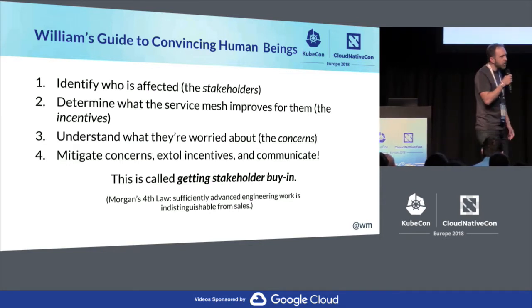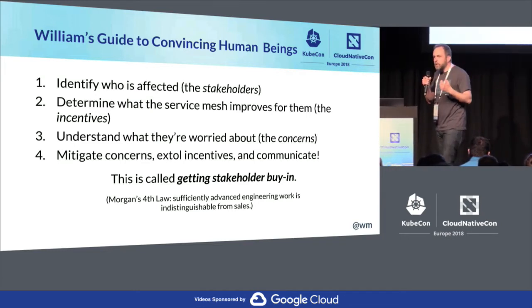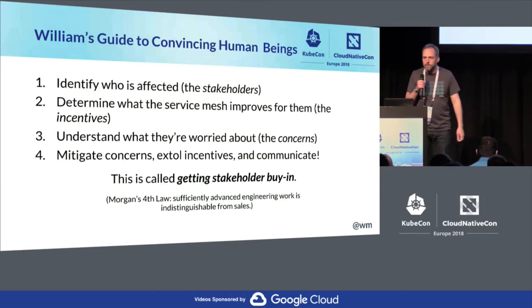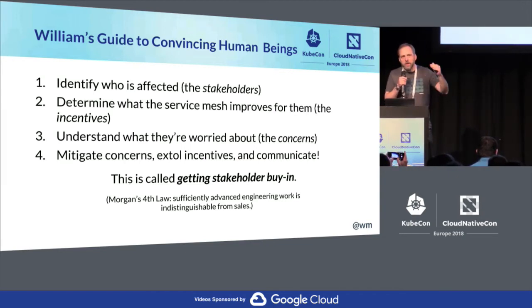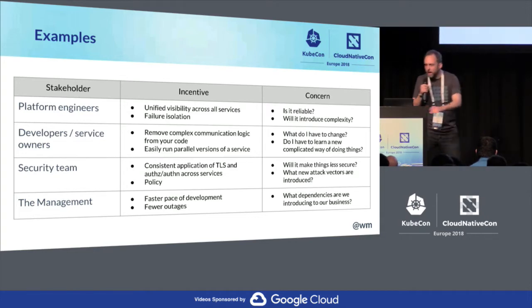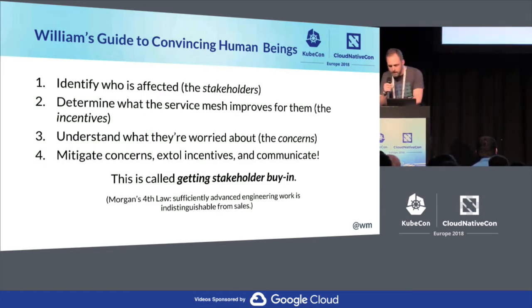And I'm going to tell you something horrible, something that's just going to make the rest of your life feel like it's just a sham, which is that Morgan's fourth law, this is my 4th law, any sufficiently advanced engineering work is indistinguishable from sales. If you get really, really good at engineering, you will become a salesperson. All right, so here's some examples. I'll go back so you can take a picture of that. Morgan's 4th law. Yeah, that's a good one.